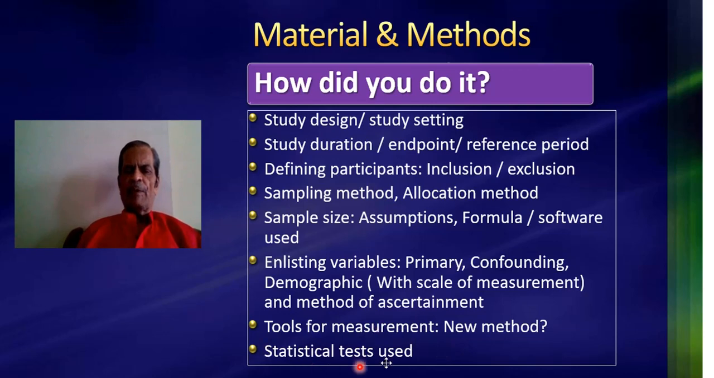Lastly, you should mention the statistical tests that were used in the analysis. Whether multivariate analysis was used, and in multivariate analysis, what sort of multivariate analysis you have used, and what statistical tests were used for the ratio scale variables, and what statistical tests were used for nominal variables. That must be mentioned in the materials and methods.